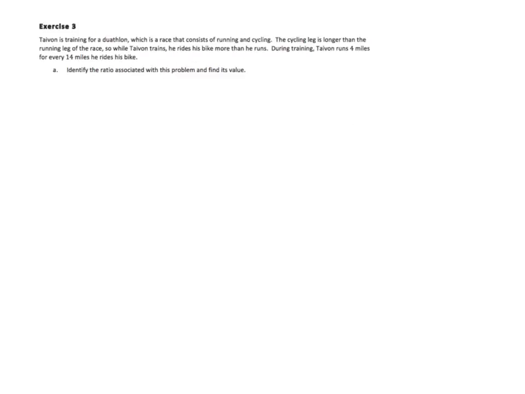Tavion is training for a duathlon, which is a race that consists of running and cycling. The cycling leg is longer than the running leg of the race, so when Tavion trains, he rides his bike more than he runs. During training, Tavion runs 4 miles for every 14 miles he rides his bike. Identify the ratio associated with this problem and find its value. So we're looking for the ratio of running to biking. He runs 4, so the first number in our ratio is 4. He bikes 14. So the ratio is 4 to 14.